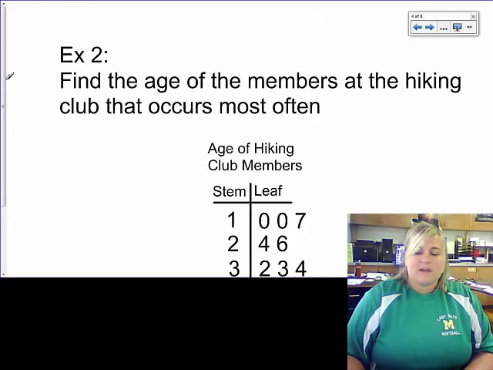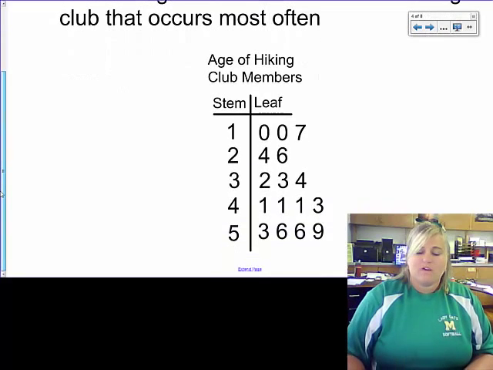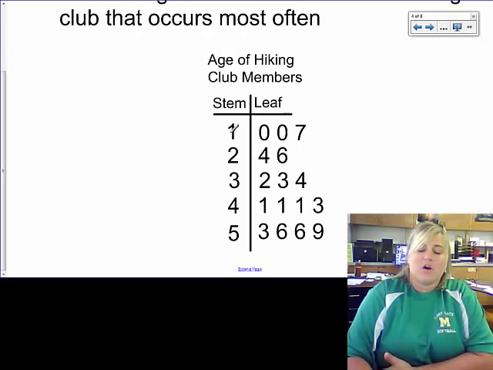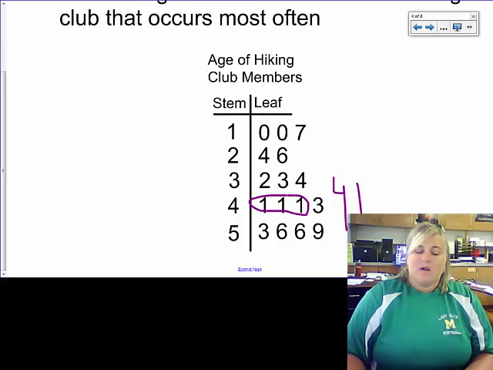Example 2 says to find the age of members at the hiking club that occurs most often. Remember, most means mode. We're looking for the mode. So when we're looking at this stem and leaf plot, the stem, remember, is in the tens column and the leaves are in the ones column. And so, for example, this one with this 0 means 10. So it means 10, 10, and then 17. Okay. So the numbers on this side that occur most, we have 3 ones in a row right here, and that number means 41. So 41 would be the age that occurs most.